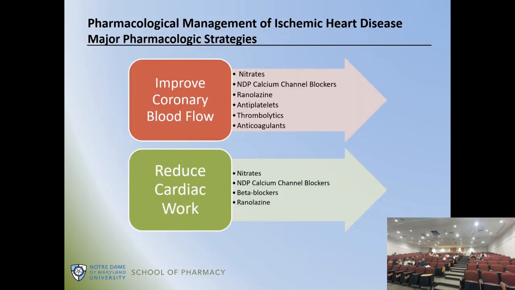Now, as I pointed out, there are two components to ischemic heart disease, and we're going to use drugs to manipulate one, the other, or both of these characteristics or components. So the first one we're going to talk about, the first pharmacological strategy that we can use to treat ischemic heart disease, is to improve coronary blood flow, right?